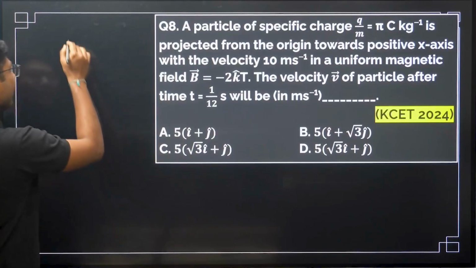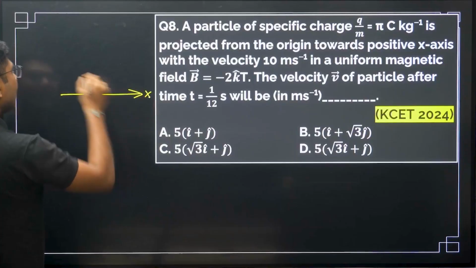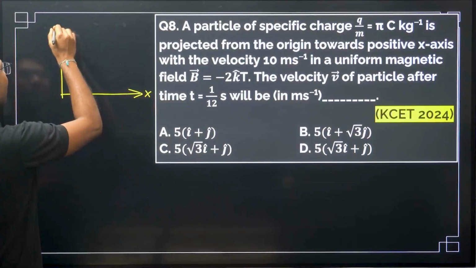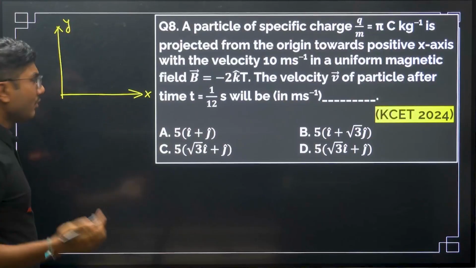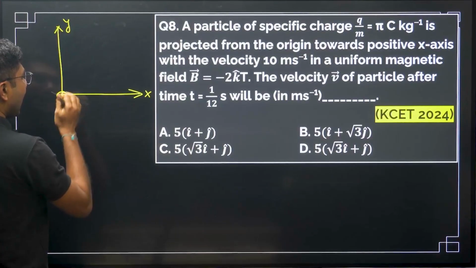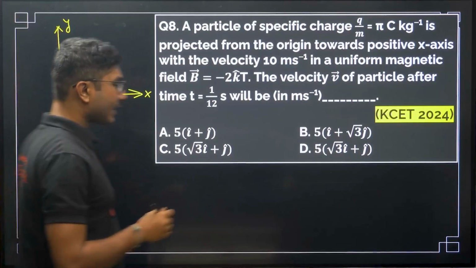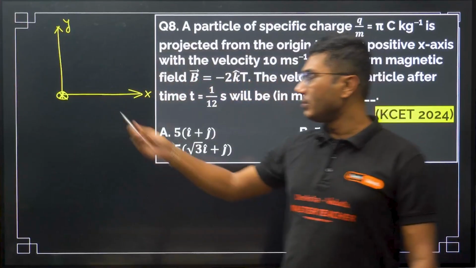So very interesting question. Here we have a particle. This is the x-axis. This is the y-axis. So when you try to project it, and the magnetic field is negative, this is the direction of the magnetic field. The magnetic field is into the page of the paper.